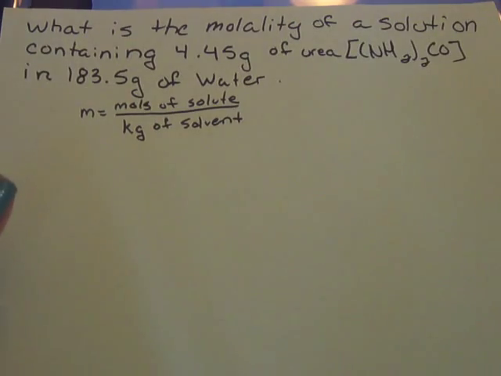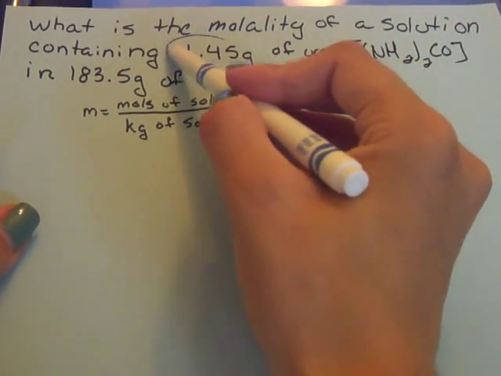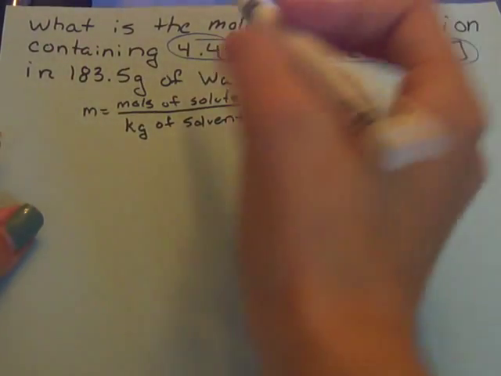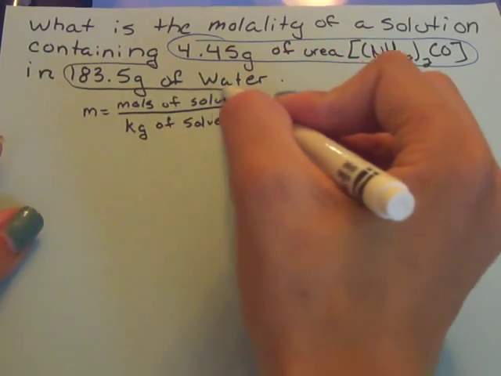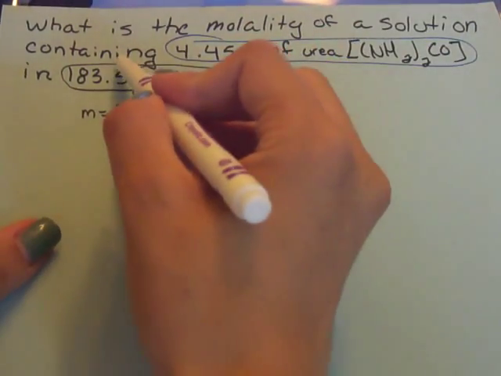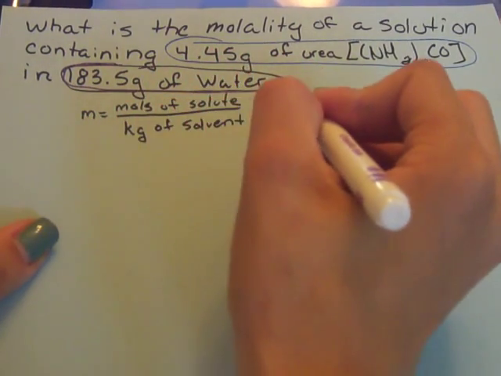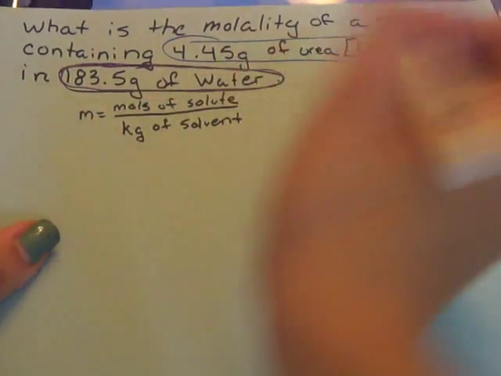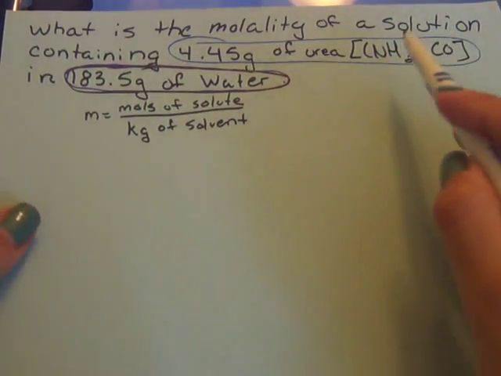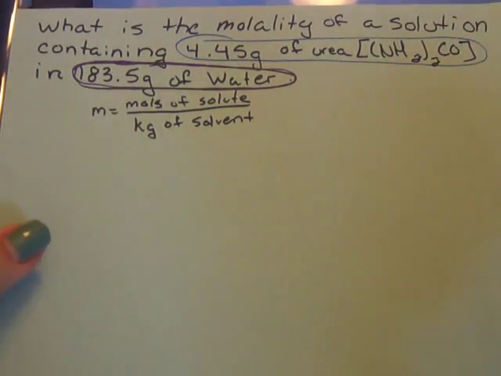So to color code, I will use blue for urea and then purple for water. Sorry, this is purple. Okay. So starting, first we need to find out the molecular mass for this whole compound here.